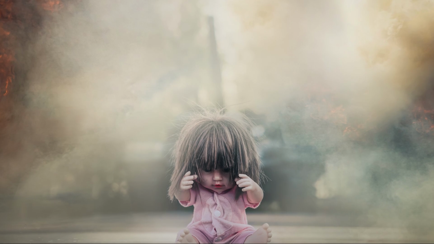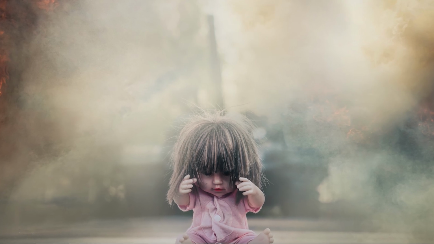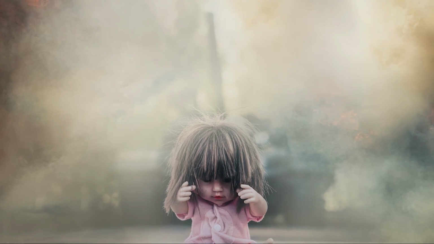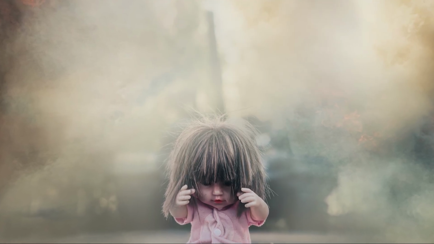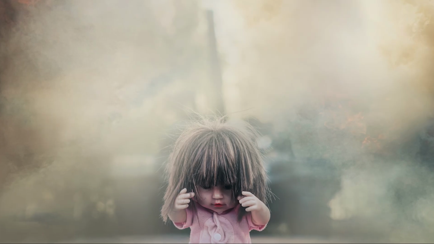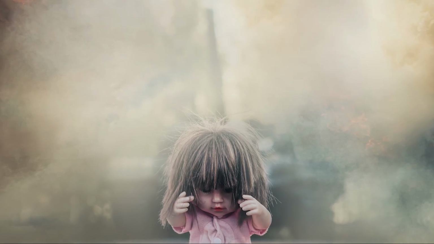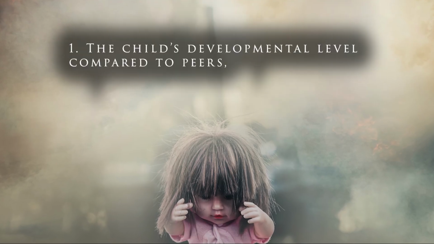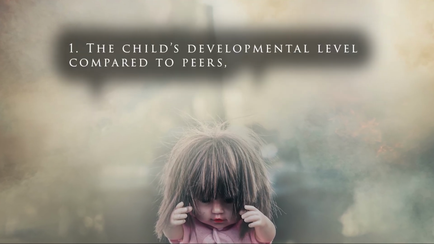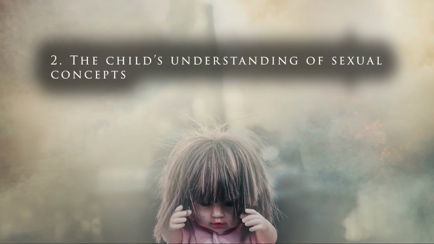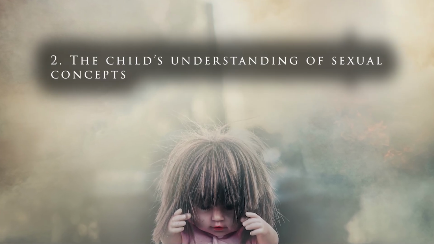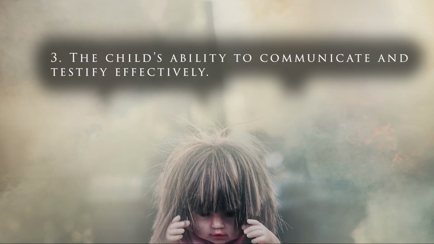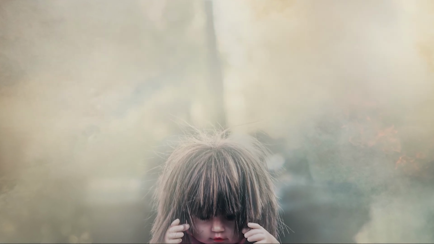It's vital to remember that children are not miniature adults. Their understanding of the world, language, and sexuality evolves through developmental stages. When allegations arise, investigators must consider three things. 1. The child's developmental level compared to peers. 2. The child's understanding of sexual concepts. And 3. The child's ability to communicate and testify effectively.